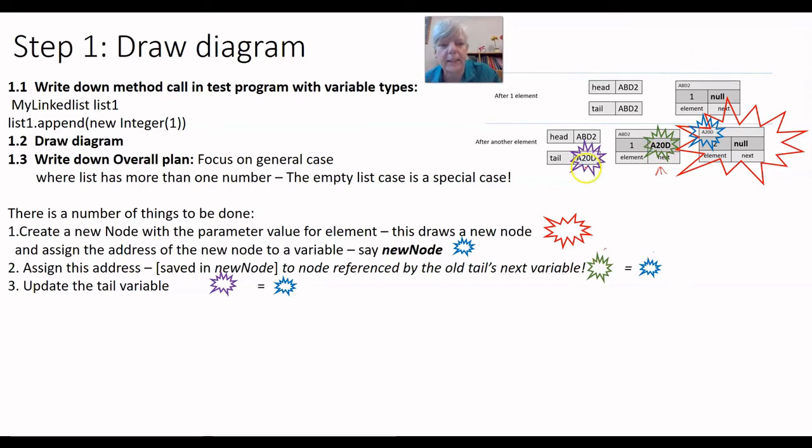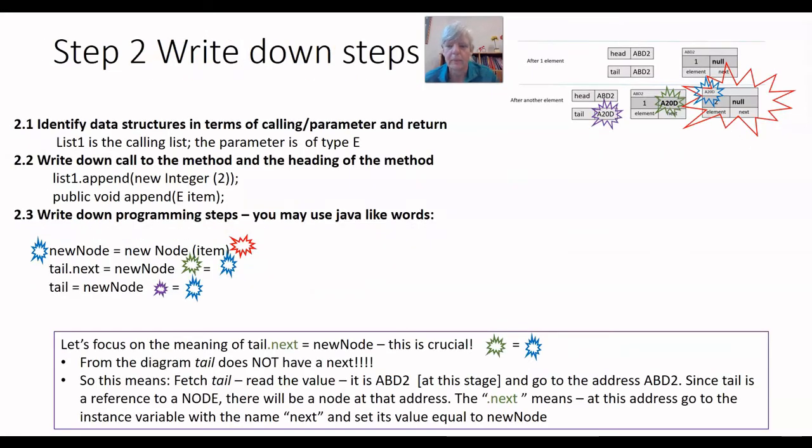And I have to update tail. So the purple one should become that blue one. Stop and stare. Pause until you understand those three steps. This is the overall plan in the planning. So we are still busy with step one. Write down the overall plan. Can you see there's no Java involved here? Now let's do the Java.